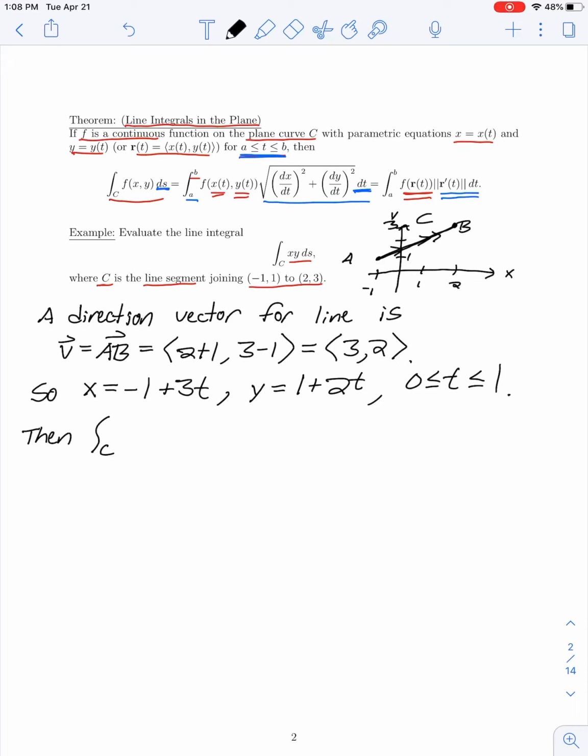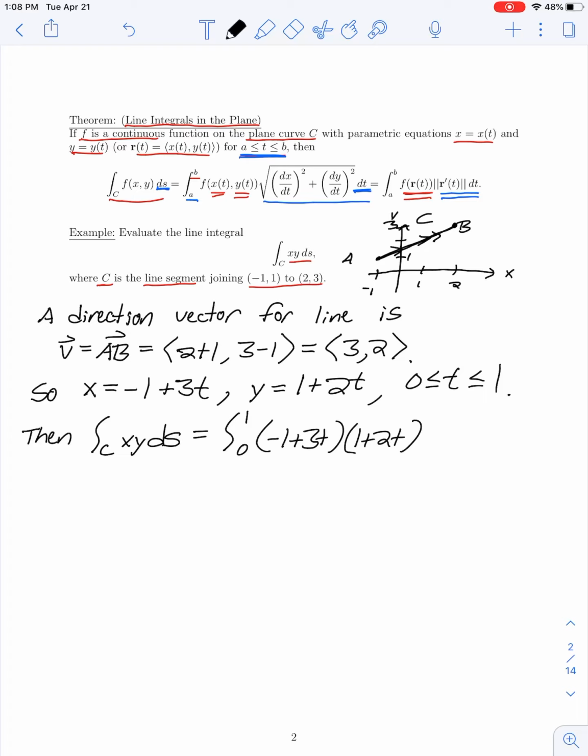To evaluate the line integral of xy with respect to s over this curve C, we would make this an integral with respect to the parameter t over the interval from 0 to 1. And the function that we were integrating was x times y. So we replace x and y with our parametric equations here. For points along that line segment, x is given by -1 plus 3t times y, which for points on our curve is given by 1 plus 2t.